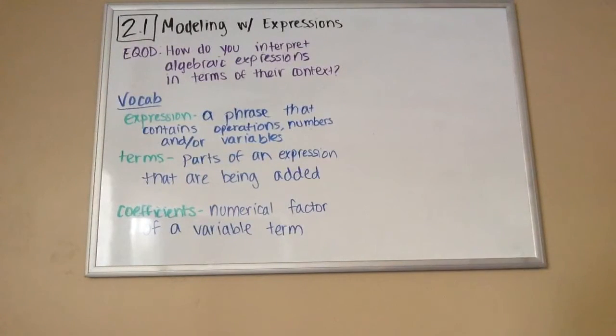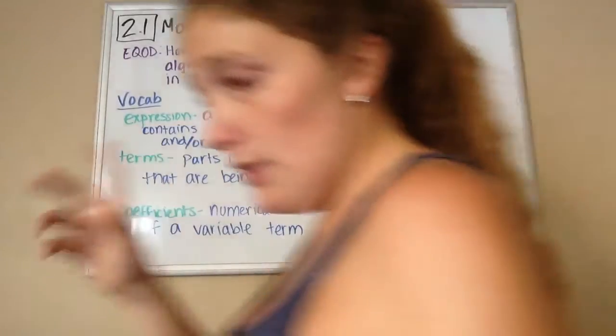So we've got three vocab today. They're pretty simple vocab. We've got an expression, so any phrase that combines operations, that's addition, subtraction, multiplication, division, numbers, and/or variables together, that makes an expression. Let's go ahead and write one out.